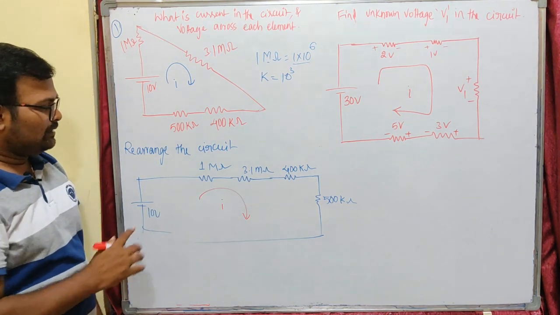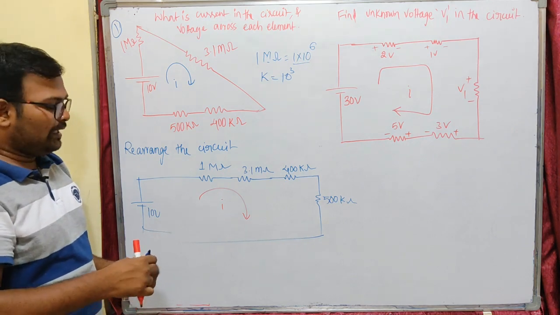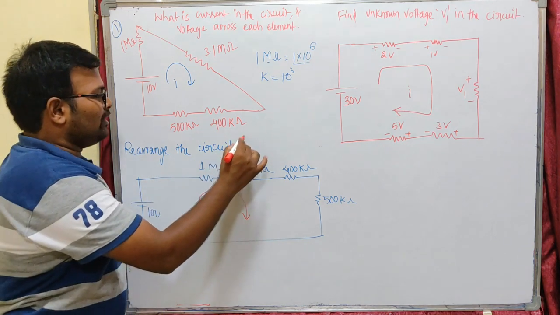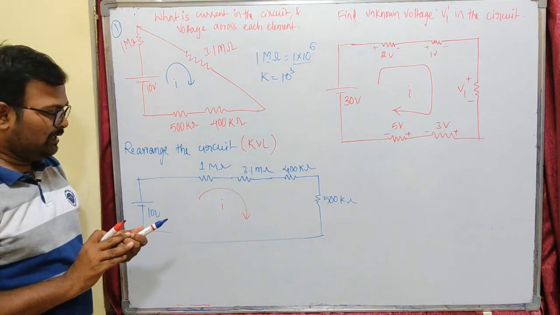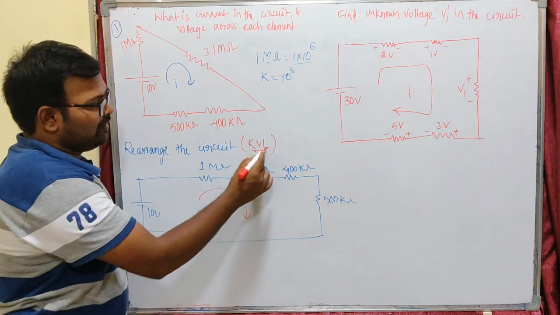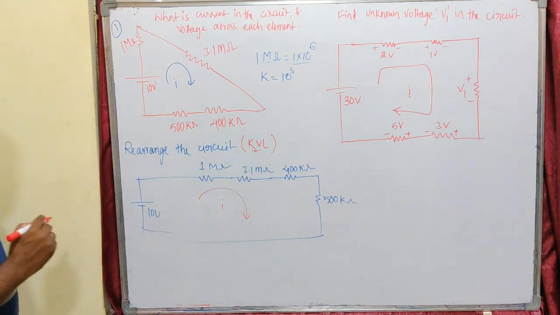For a series network, remember one thing: you need to apply KVL here. For a parallel network you will have to apply KCL. For a series network you apply KVL, for a parallel network you apply KCL. That is one point to remember. Now I am going to apply KVL in this loop.